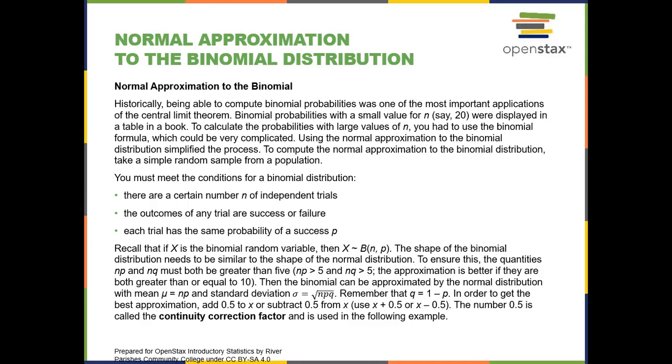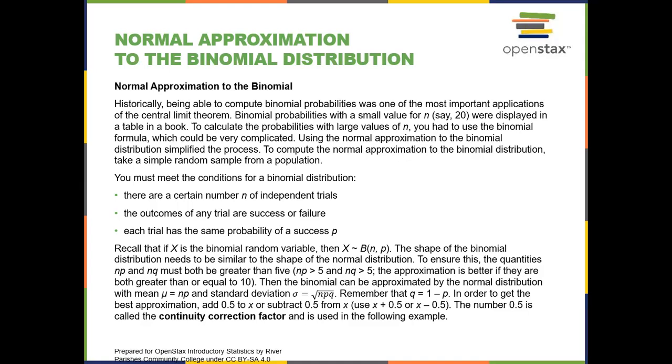The shape of the binomial distribution needs to be similar to the shape of the normal distribution. To ensure this, the quantities np and nq must both be greater than 5. np means n times the probability of success, which is the total number of successes in n trials, and nq, where q is 1 minus p, the probability of failure, is the total number of failures in n trials. Okay, np greater than 5 and nq greater than 5. The approximation is better if they are both greater than or equal to 10.